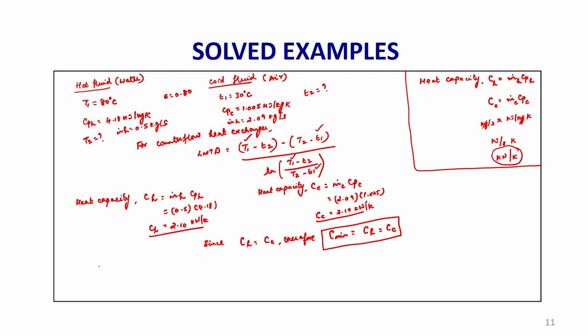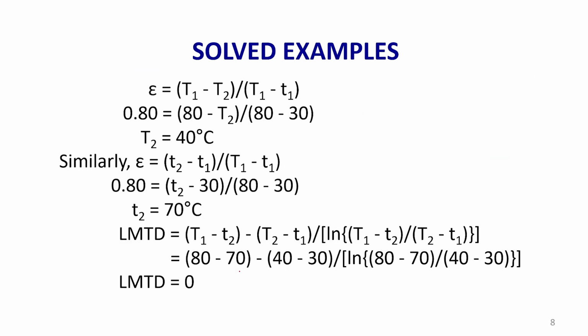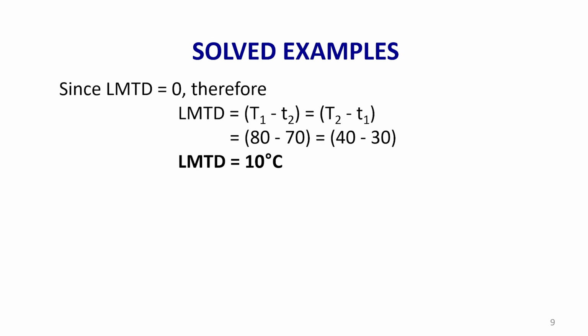So, use this formula. Let us take the first one: C minimum equal to CH. For this, the effectiveness formula is T1 minus T2 divided by T1 minus small t1. Here T1 is given, small t1 is also given. The only unknown is capital T2, and effectiveness is 80%. If you substitute the values, you will get T2. The capital T2 value is 40 degrees centigrade.